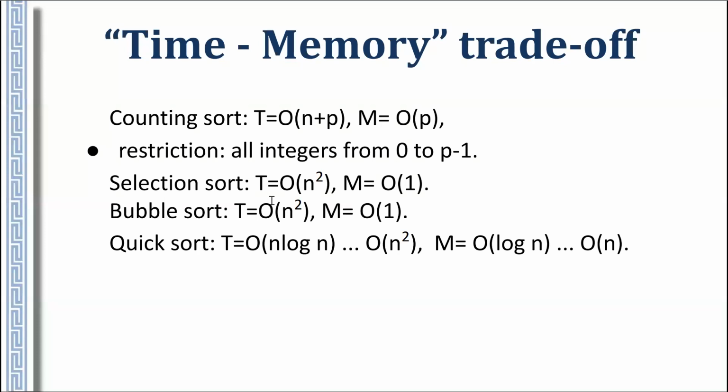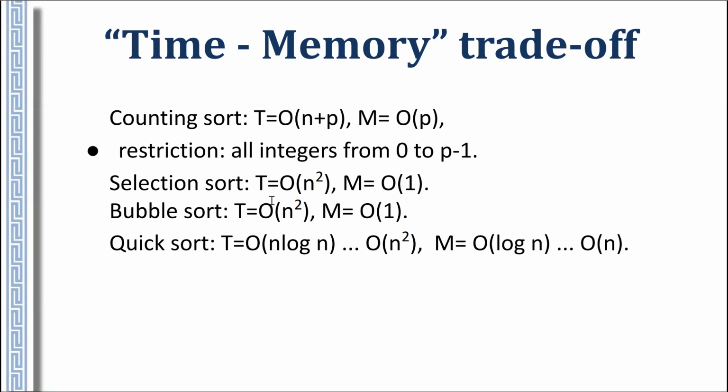We have selection sort and bubble sort that have a square complexity, and they don't depend on the range between maximal and minimal values. But these sorting algorithms have constant memory complexity.